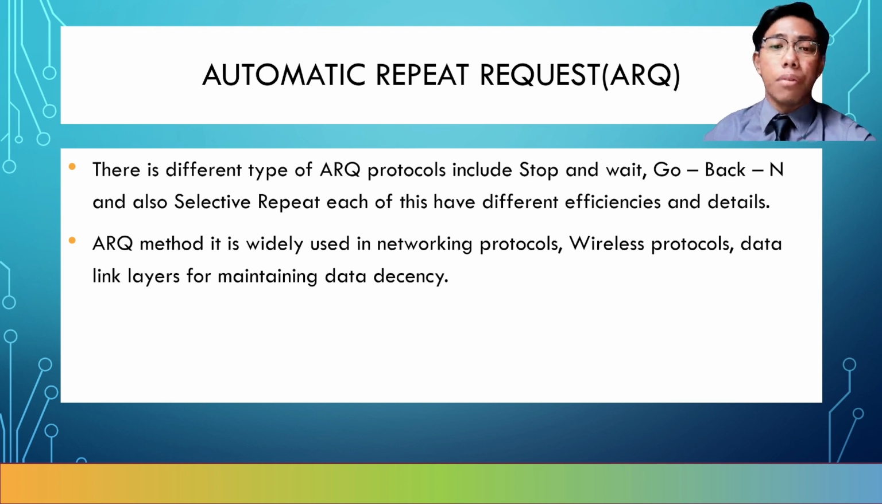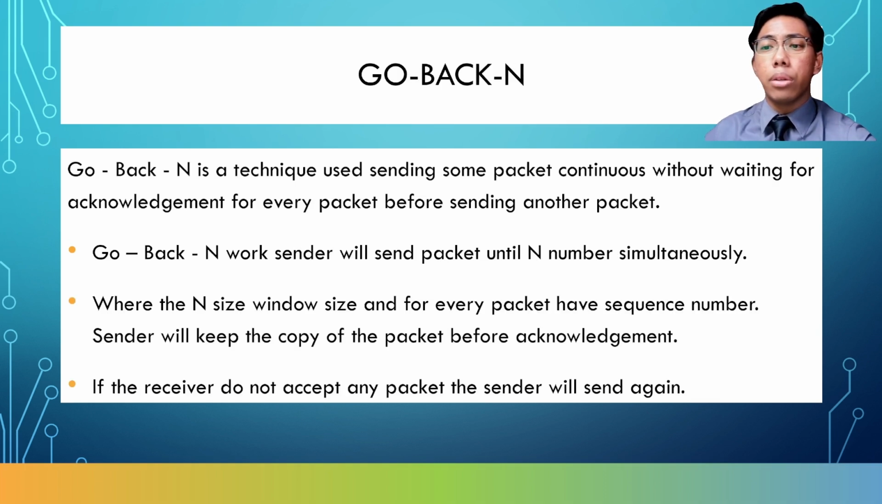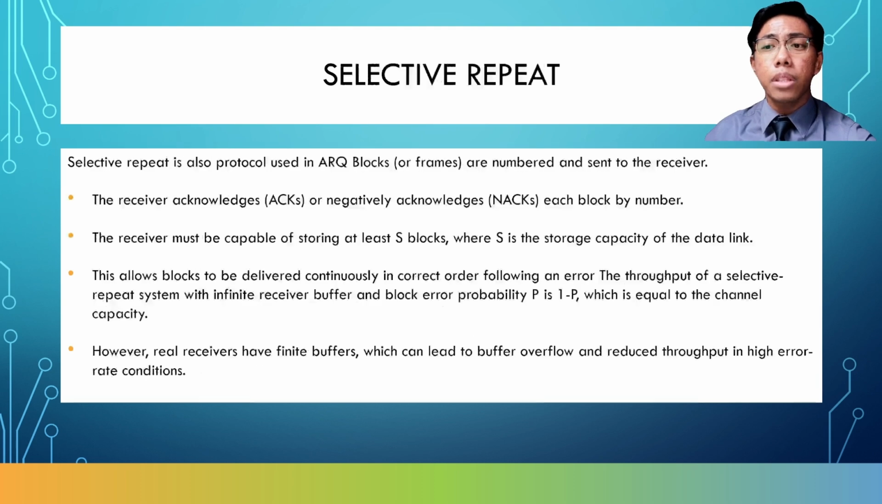There are three types of ARQ used in networking protocols, wireless protocols, and data link layers for maintaining data integrity. The first one is stop and wait, then go back N, and also selective repeat. Okay, we go to the first one, go back N.